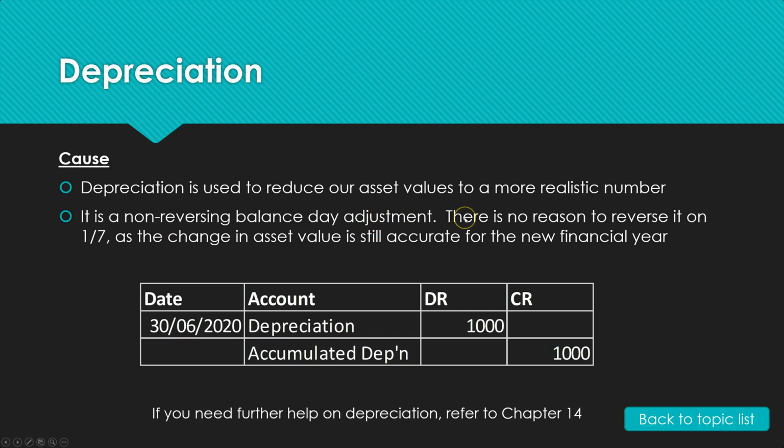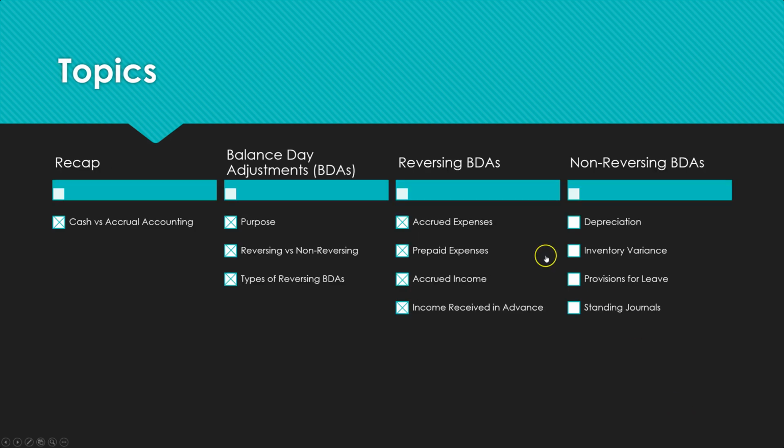And the reason it's non-reversing is, well, the point of depreciation is to adjust the value of our assets. Wouldn't make much sense to only do that for one day. We want these adjustments to stay permanent, so we always have an accurate picture of what our non-current assets are worth. And there's a little recap of the balance day adjustment. We're increasing the expense, and we're also creating this contra asset, which is going to reduce the value of our non-current assets in the balance sheet. All right, so there's depreciation sorted.